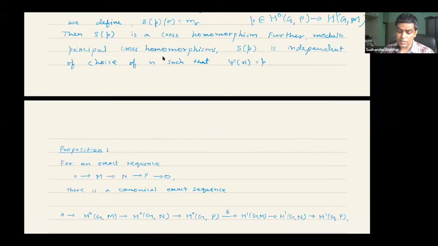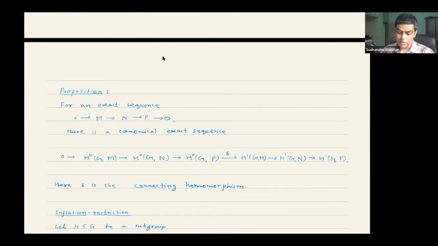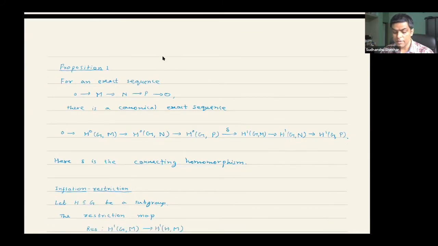Once we have this definition of the connecting homomorphism, the next proposition is routine checking. Given an exact sequence M to N to P of G modules, we have a long exact sequence of groups. First we have H naught of M, N, and P respectively, and then H1 of M, N, and P. After that it also goes to higher cohomology groups, although we don't need them. I have written only up to the first cohomology group, which is what we need later on. And here delta is the connecting homomorphism, which connects the zeroth and first cohomology groups.